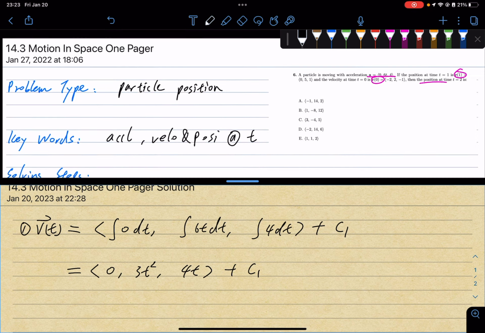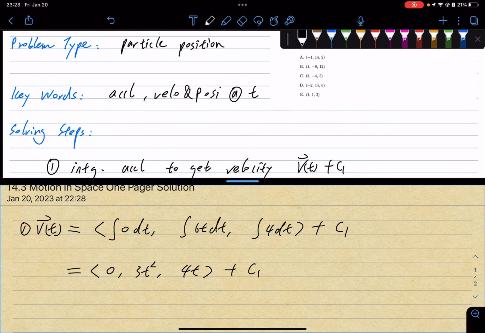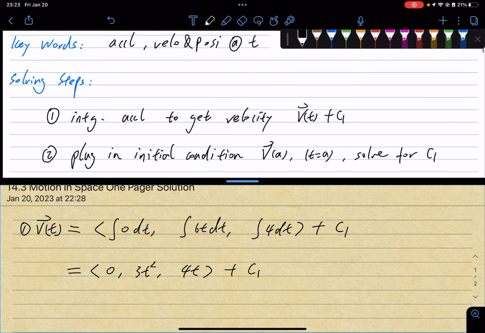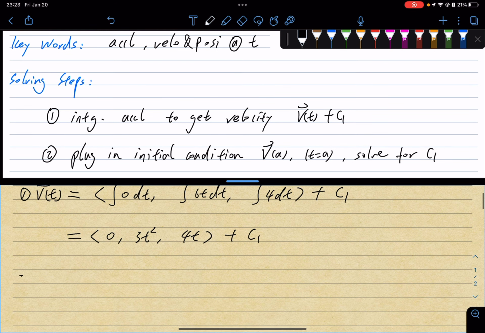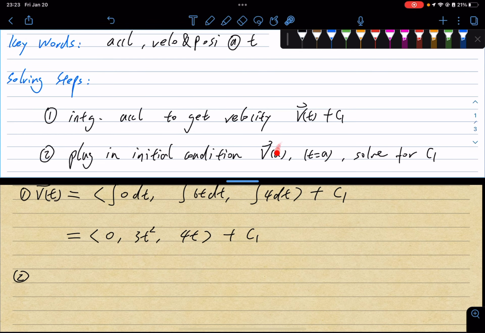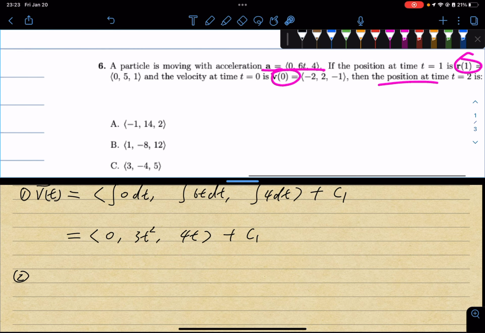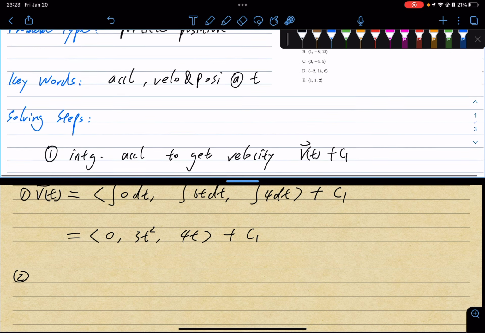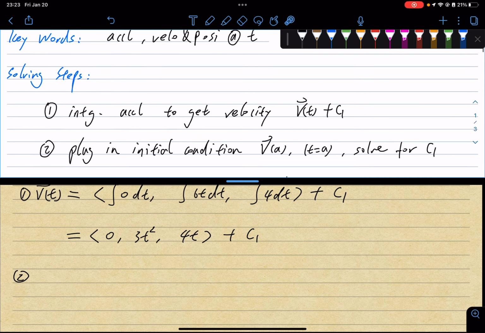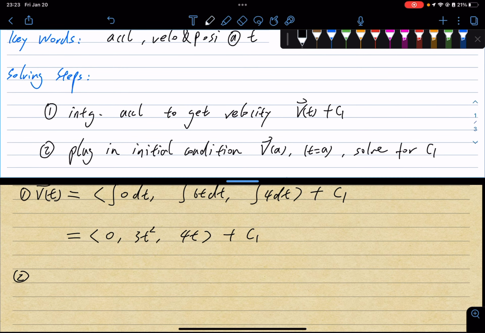So step 2, what we're going to do is plug in the initial condition. So our initial condition, in this case, is at t equals 0 for velocity. And then we're going to solve it for C1.